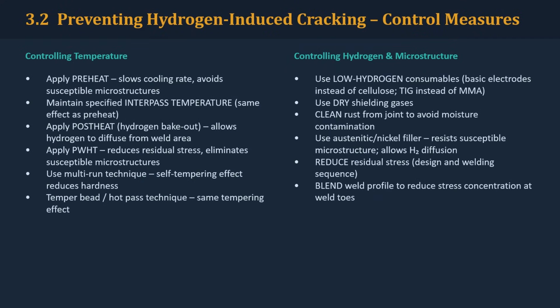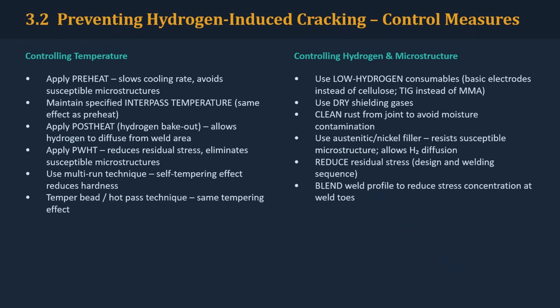Now we translate the hydrogen cracking mechanism into practical welding controls. The first major control is temperature. Preheating slows the cooling rate. This helps avoid the formation of excessively hard and susceptible microstructures in the heat-affected zone. The specified interpass temperature must also be maintained because each weld pass changes the thermal condition of the joint.